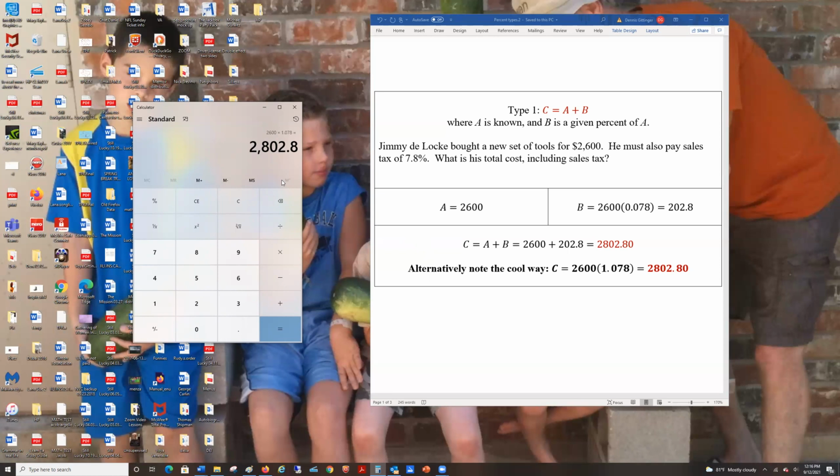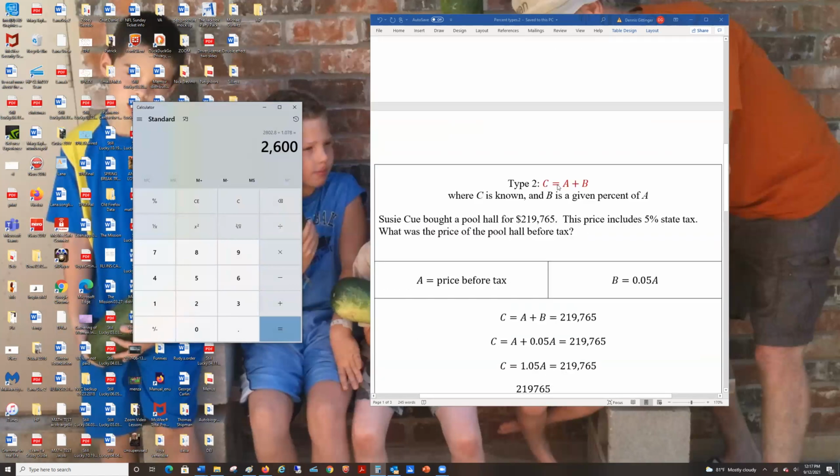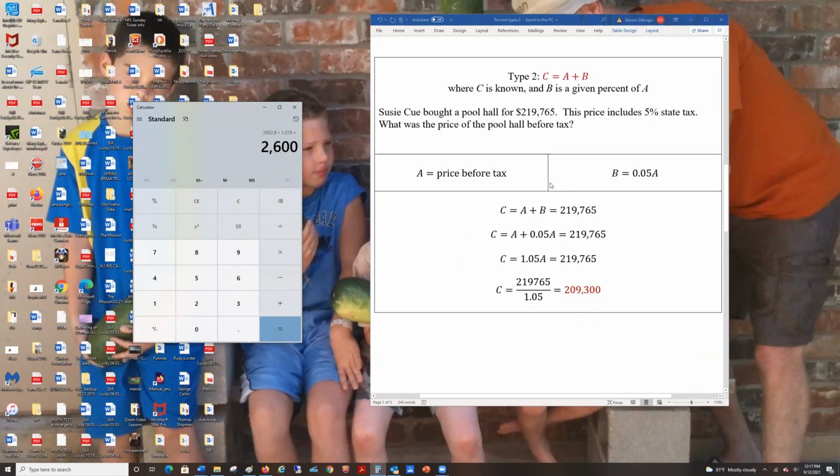Now, the cool part about that is to work a problem like this backwards, that is where we come in with type 2 coming up shortly. But to get back to the original price, if you know the price with the tax included, you don't multiply that by the tax rate. You have to instead divide it by 1 point the tax rate, which is 1.078. And you get right back to your $2,600. Very cool.